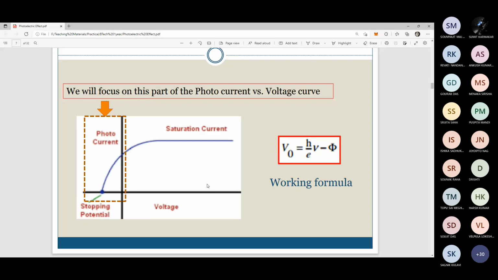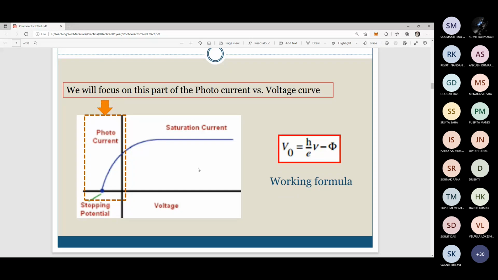Now, this is the same thing that I have already mentioned. This indicates the stopping potential. This particular value of voltage is known as the stopping potential, right? So it will stop the photocurrent. So basically, we are interested in this region.